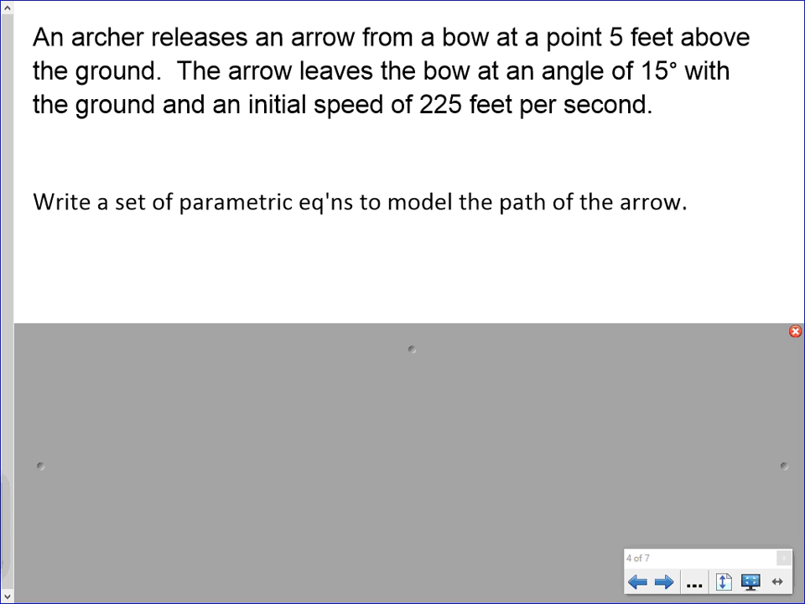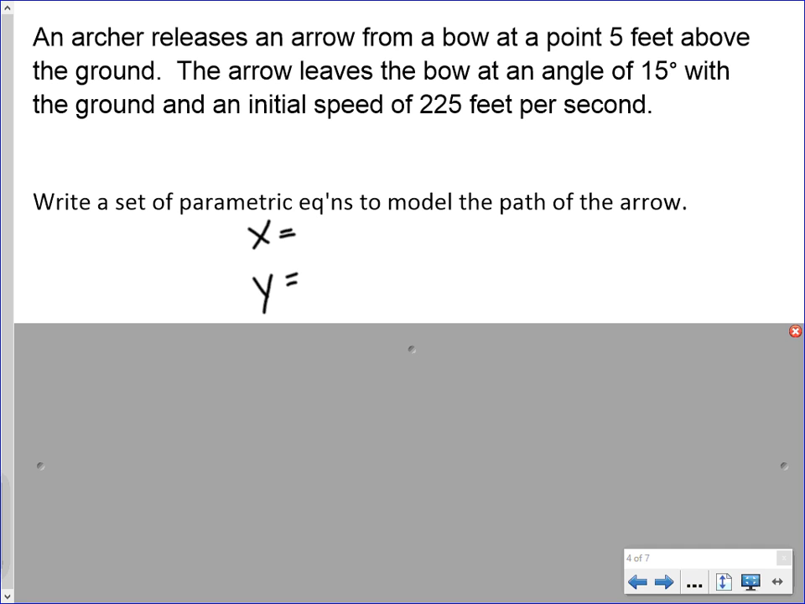So this reads, an archer releases an arrow from a bow at a point 5 feet above the ground. The arrow leaves the bow at an angle of 15 degrees with the ground and an initial speed of 225 feet per second. Write a set of parametric equations to model the path of the arrow. So remember, parametric equations, that means we have two equations, one for x, one for y. Both equations will be written in terms of our parameter, which in this case will be time.